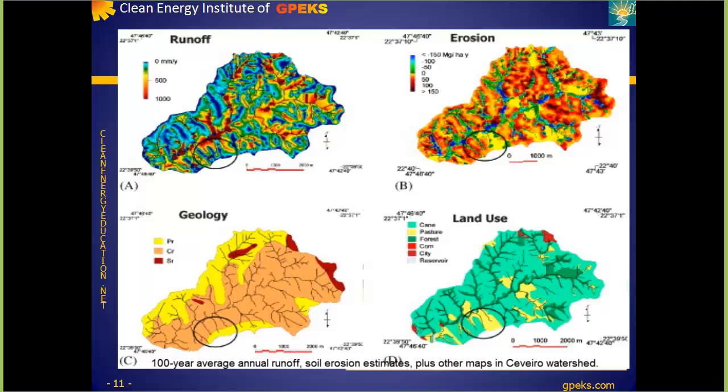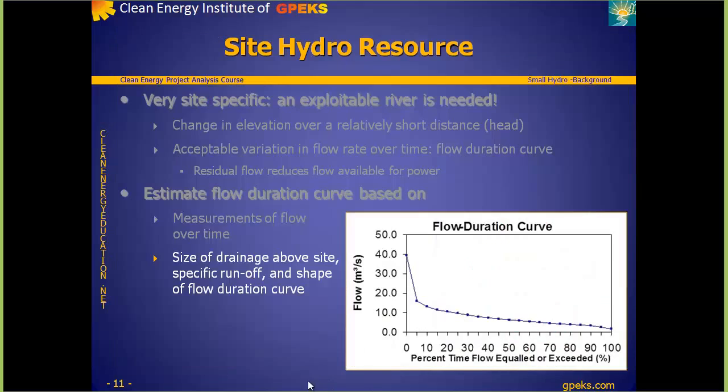Finally, the shape of the flow duration curve must be found. Maps and databases classify areas and even specific rivers according to the shape of their flow duration curve. Alternatively, this can be estimated on the basis of the flow duration curve for similar rivers in the area.